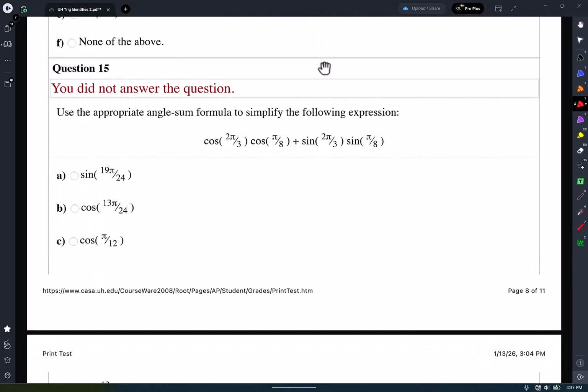Use the appropriate angle sum formula. So again, cos cos plus sine sine. So that's an A, that's a B, that's an A, that's a B. So this is cosine of A minus B. So we're just going to go cosine of 2 pi over 3 minus pi over 8. Come to the side, 2 pi over 3 minus pi over 8. Common denominator.